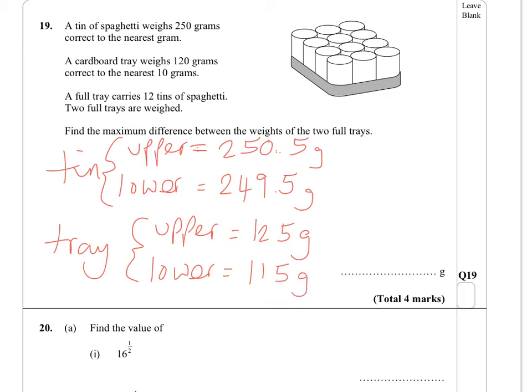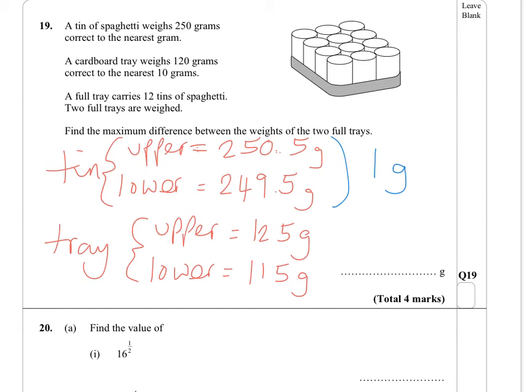Okay, so we're told a full tray carries 12 tins of spaghetti. 2 full trays are weighed. Find the maximum difference between the weights of the 2 trays. So the maximum difference between 1 tin of spaghetti is 1 gram. Is that right? Yep, 1 gram.